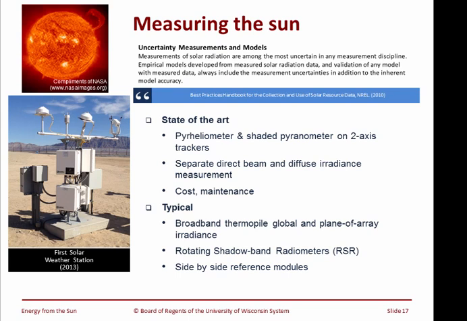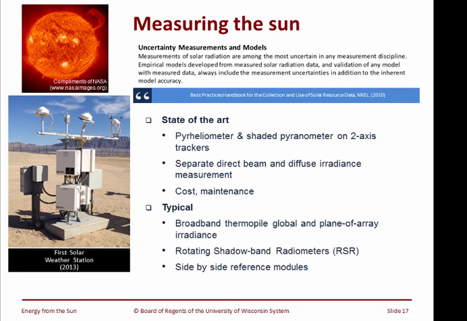The last topic I would like to discuss today is measuring the sun. I've included a quote from the Best Practices Handbook from NREL where it states, in part, measurements of solar radiation are among the most uncertain in any measurement discipline, which is to say, measuring the sun is hard. The state of the art for solar measurements is pyrheliometers and shaded pyranometers on two-axis trackers, where the direct beam and the diffuse irradiance are measured separately. These systems are fairly costly and difficult to maintain.